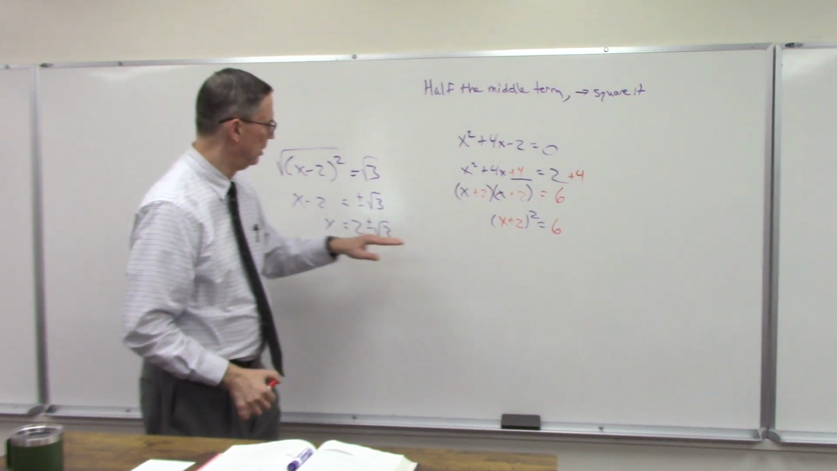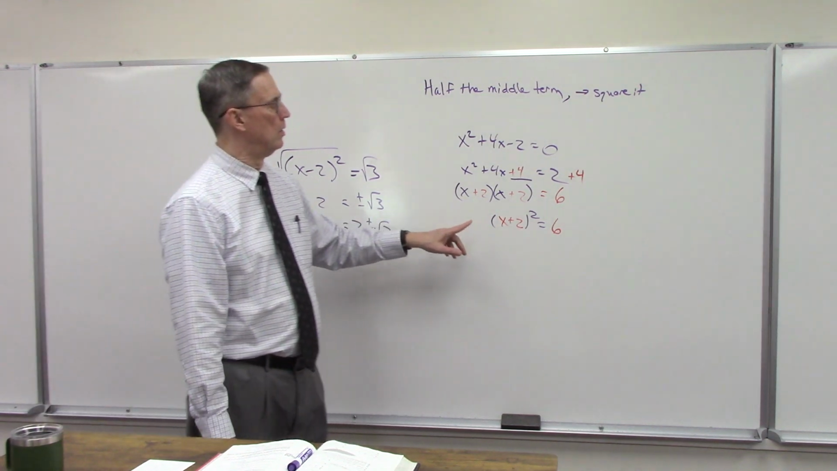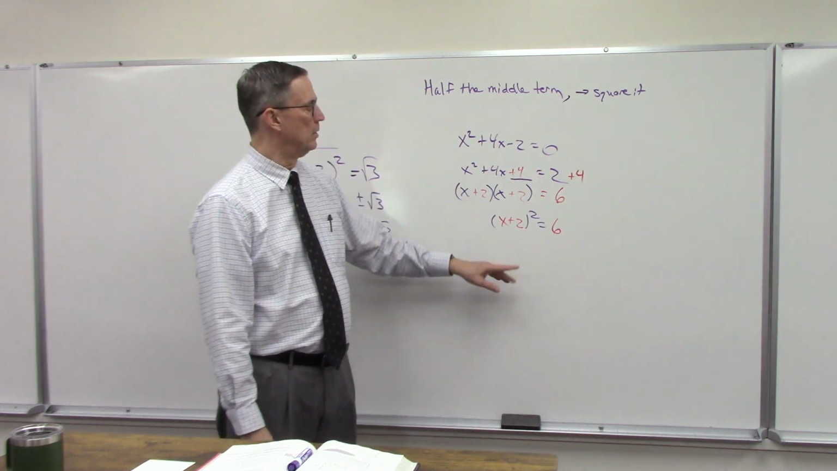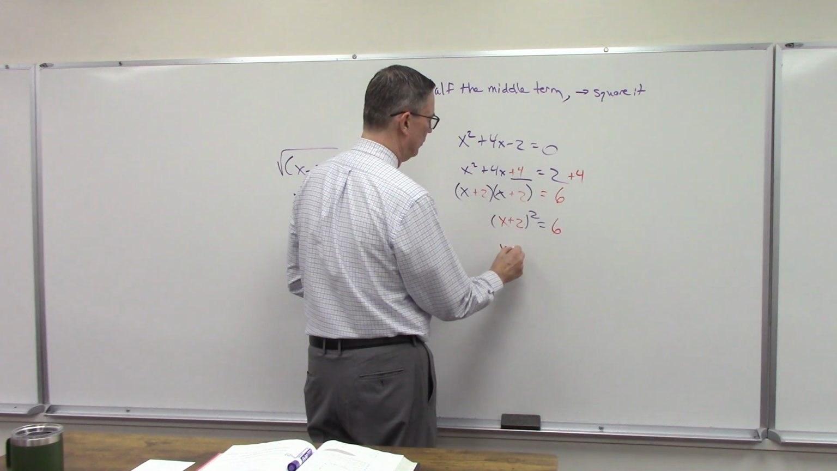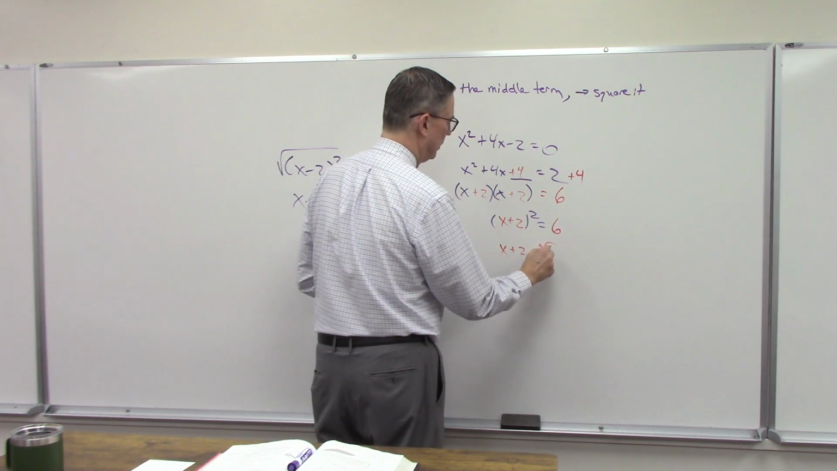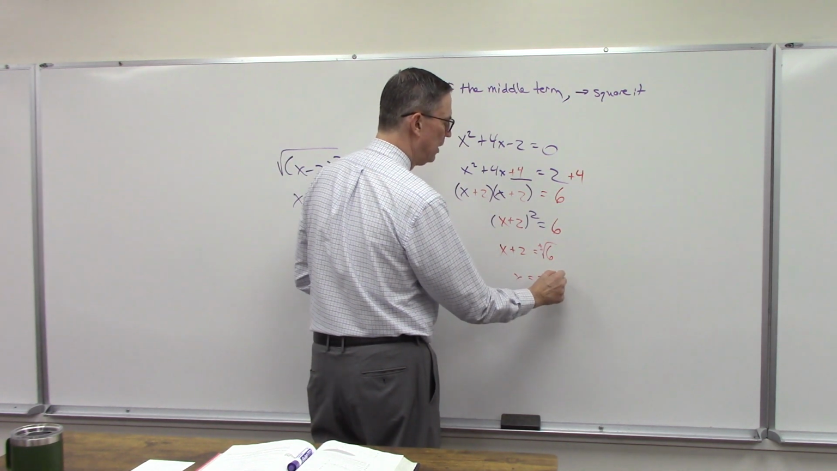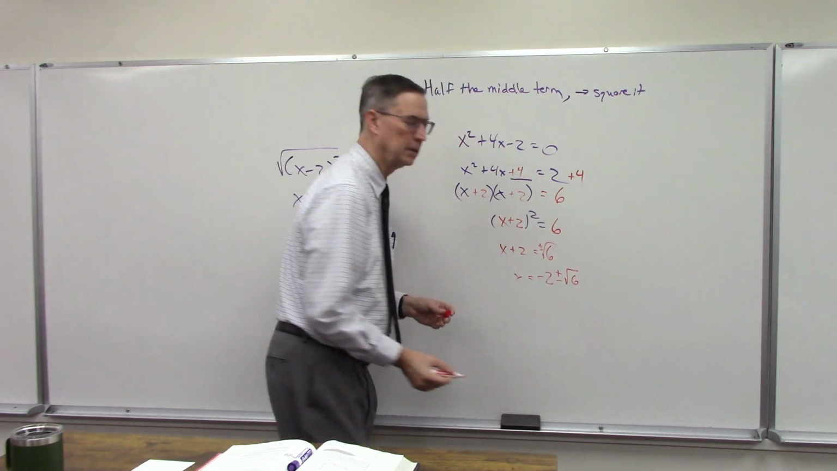Then from there, it's exactly like we've been doing before Christmas break. You do the square root of both sides, bring the 2 over. I'll go ahead and finish it for you: plus or minus the square root of 6, bring the negative 2 over, always put that in front, and then plus or minus the square root of 6, and you're done.